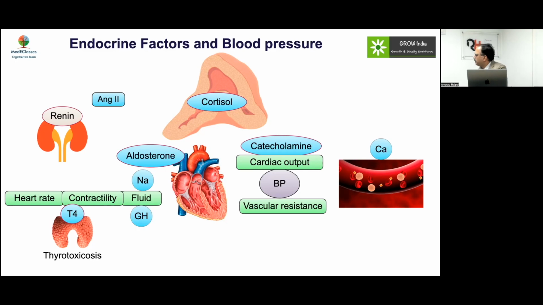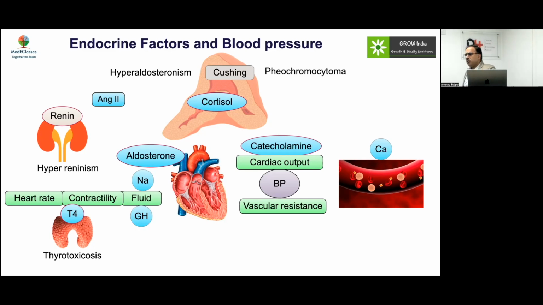endocrine hypertension. So we all are aware about thyrotoxicosis, increased renin state, which can cause that, hyperaldosteronism, which can be primary or secondary, Cushing syndrome or cortisol excess, excessive catecholamine production like pheochromocytoma, of course, will cause that. And we also know that hypercalcemia and hyperparathyroidism and growth hormone excess can also cause this. So a large number of endocrine disorders are important factors as far as hypertension is concerned.